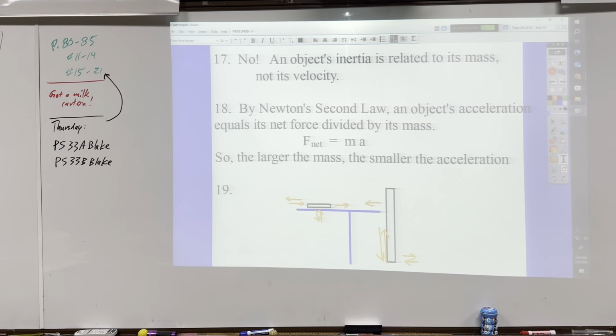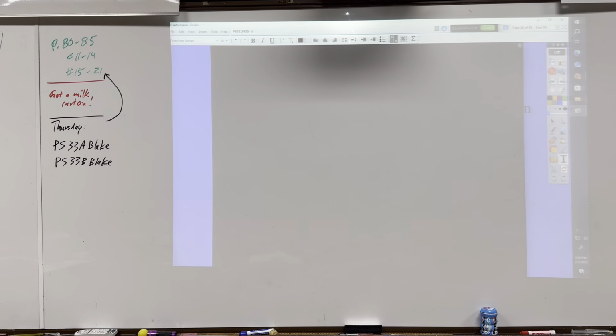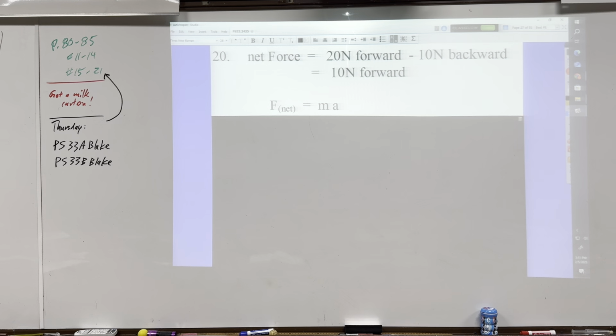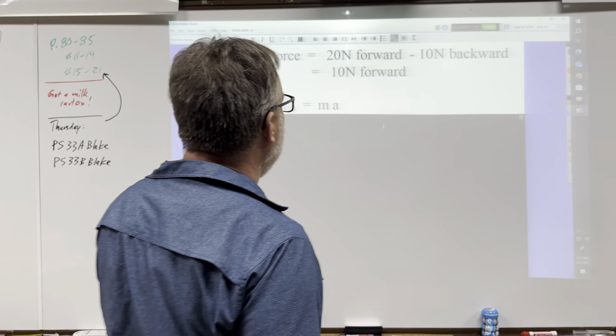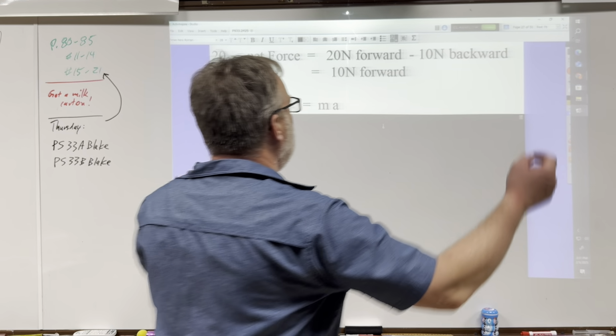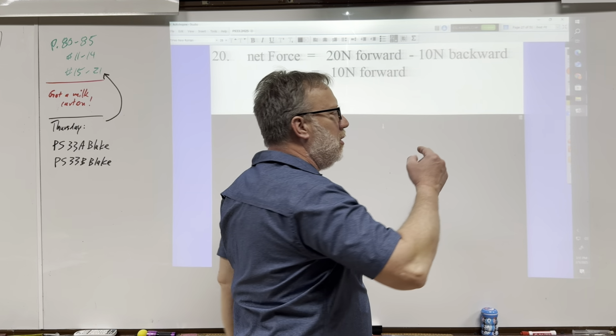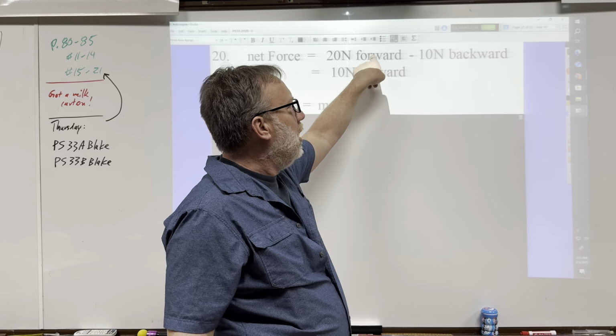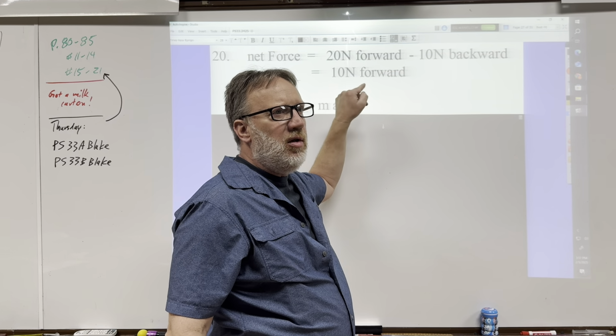Number 20, calculate acceleration. Okay, so in this case, a student pushes on a 5 kilogram box with a force of 20 newtons forward, and the friction is 10 newtons backwards. So if the box is going forwards this way and the friction is backwards this way, and this is bigger, 20 minus 10, there's still 10 newtons of leftover force.